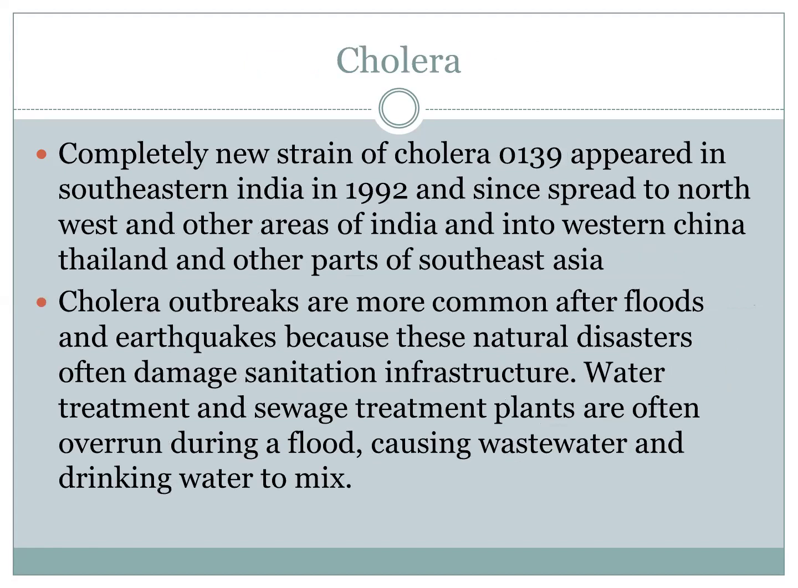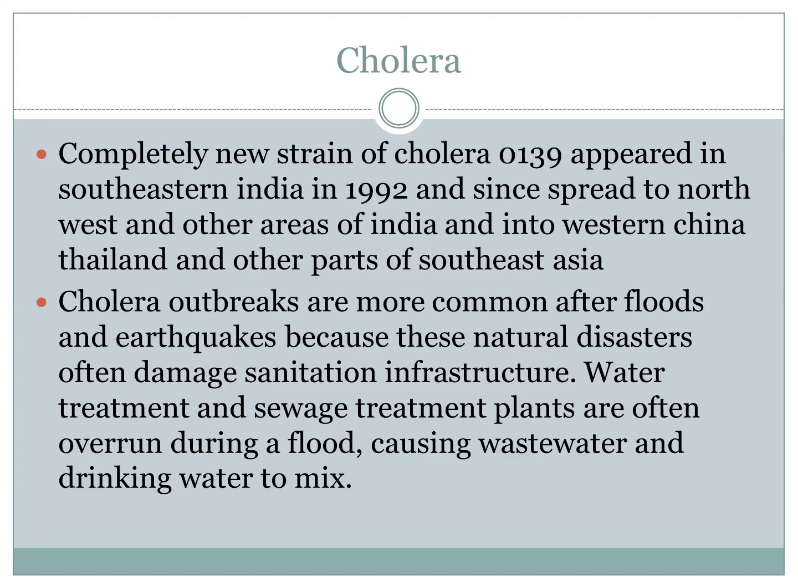Then cholera, a completely new strain. What are new strains? Strains in which there is a genetic mutation and resistance develops to existing antibiotics. So new strains occur in bacteria and pathogens both. The new strain of cholera appeared in India in 1992. That was O139, and then it spread to the northwest and other areas of India and into western China and other parts of Southeast Asia.